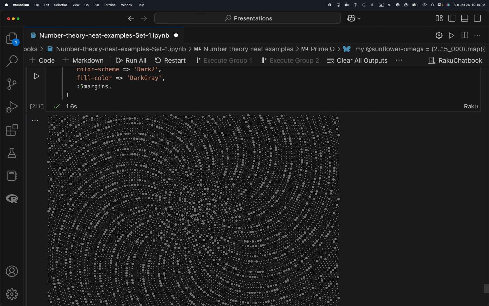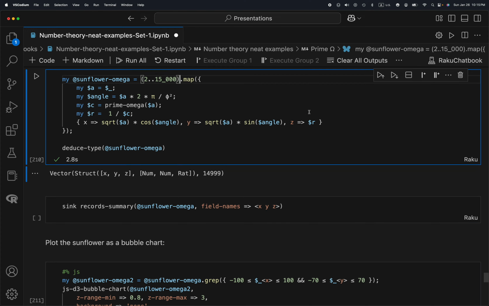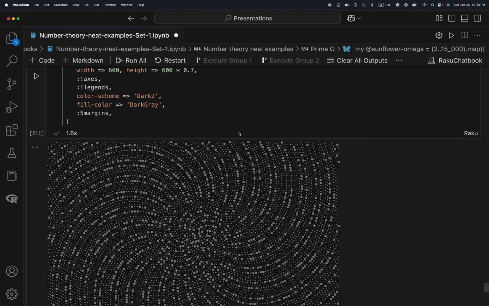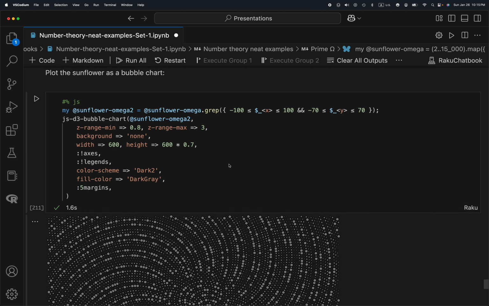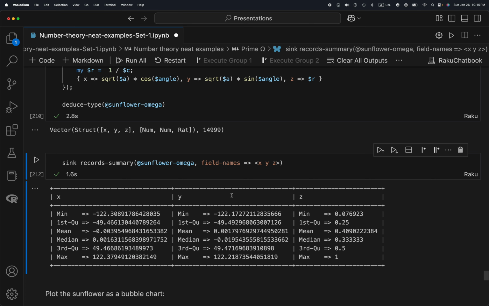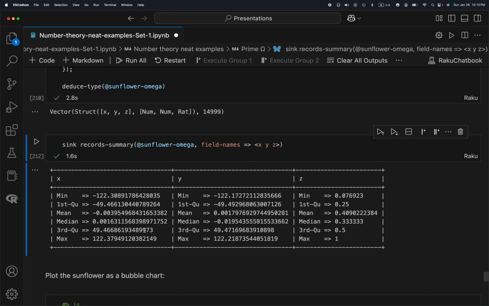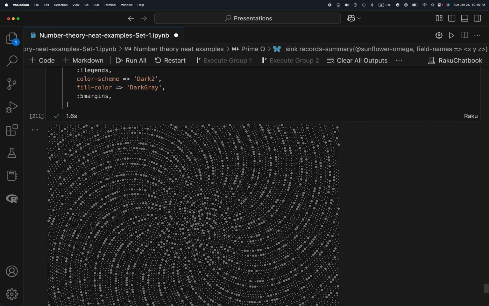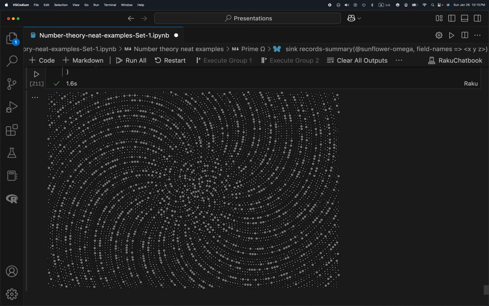So basically the disks or points which are the largest are the prime numbers, and the size of the others depends on how many powers of other primes they have in their decomposition. And so yeah, you can see we have this kind of nice pattern. I looked into the breakdown of these values for x and y, and selected them in such a way, say from minus 100 to 100 for x and minus 70 to 70 for y, in order to have this rectangular kind of fill-in, right?